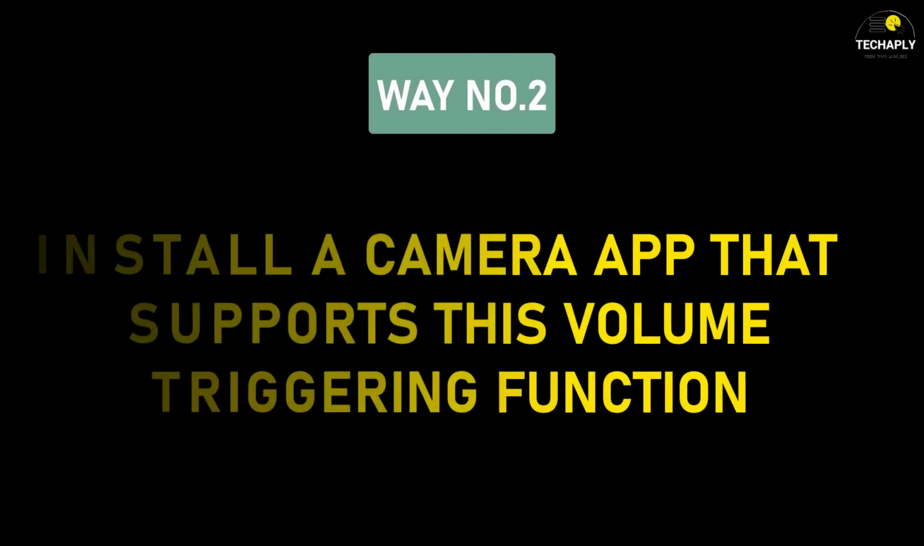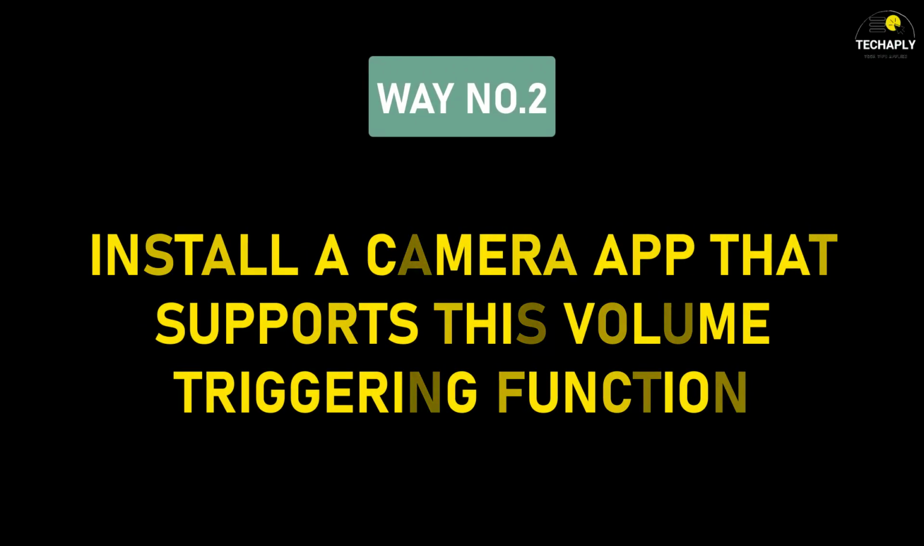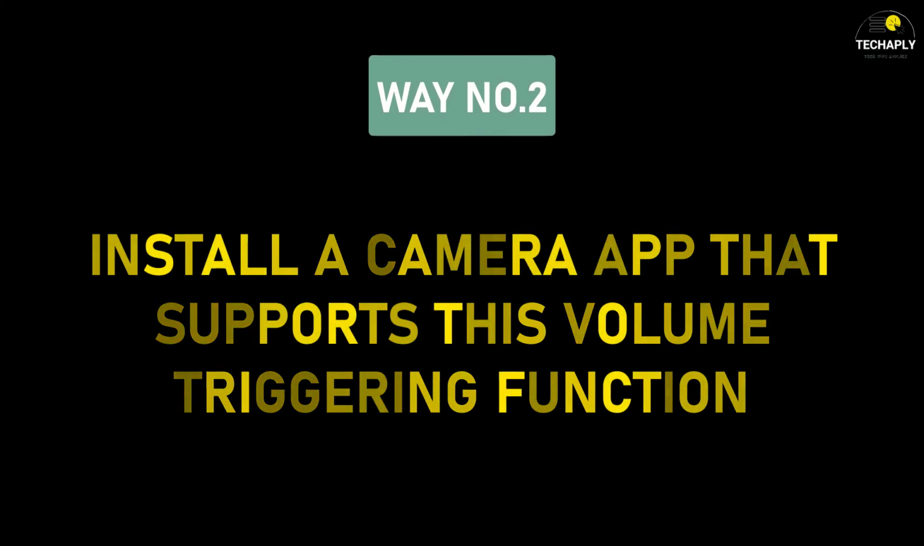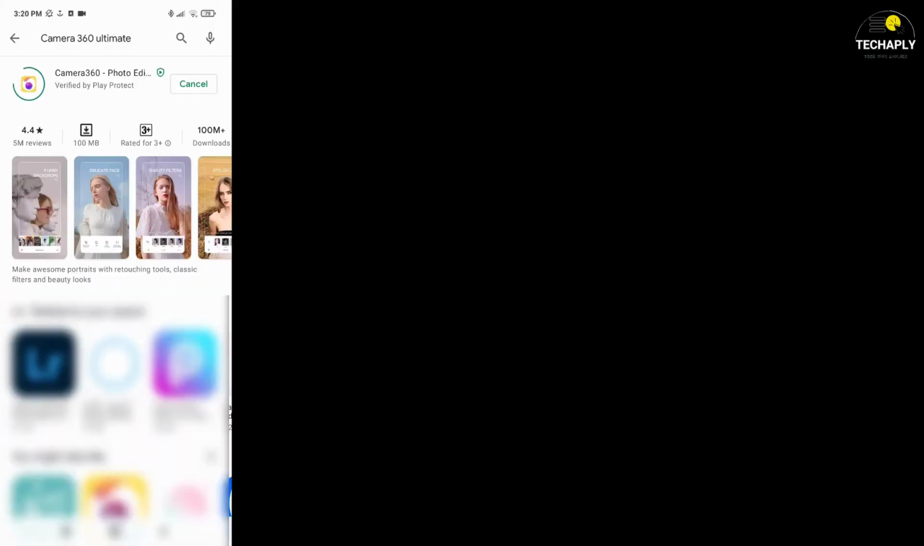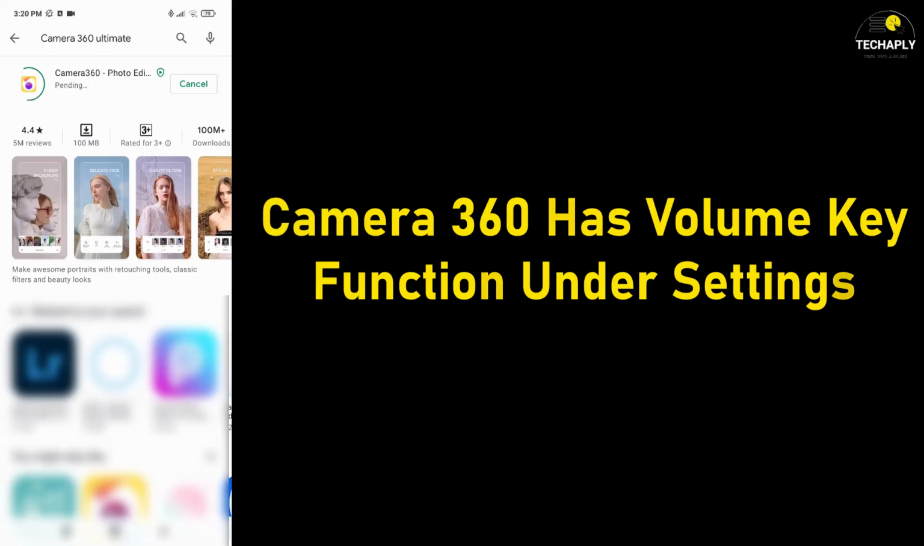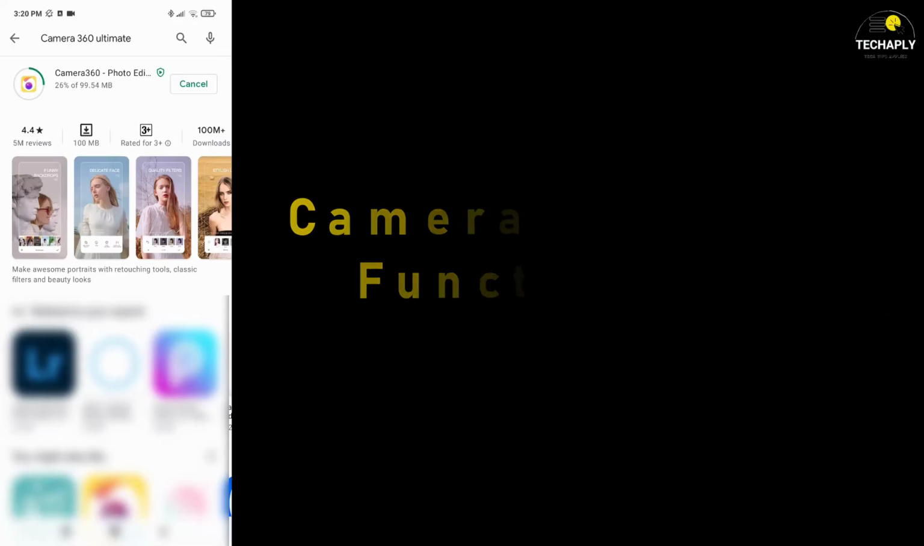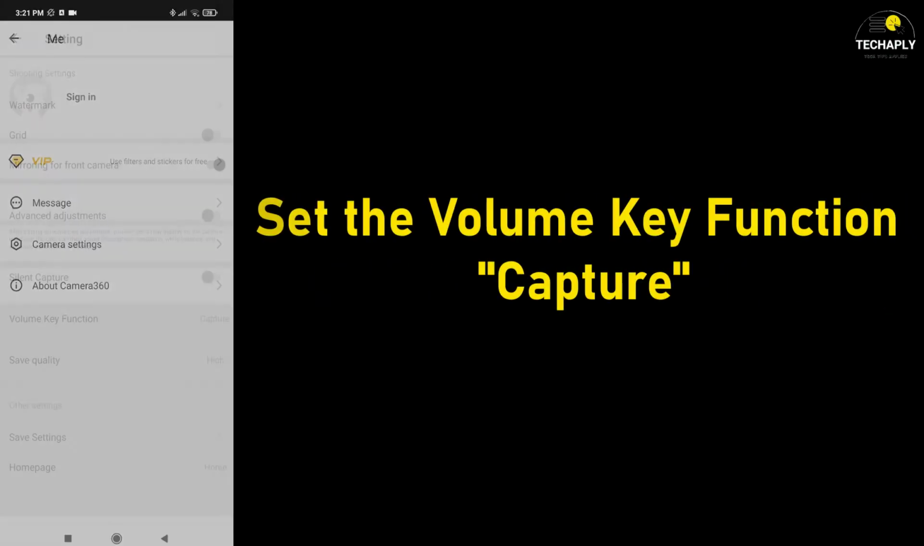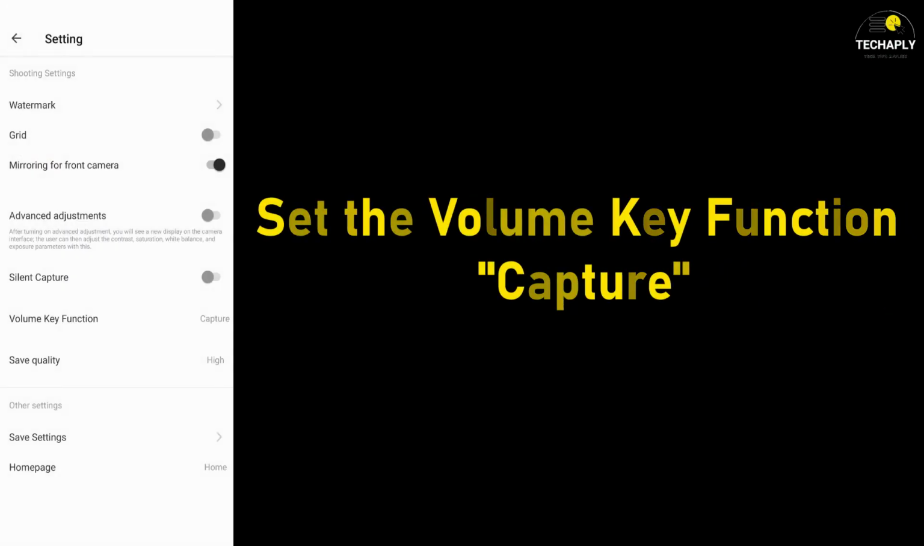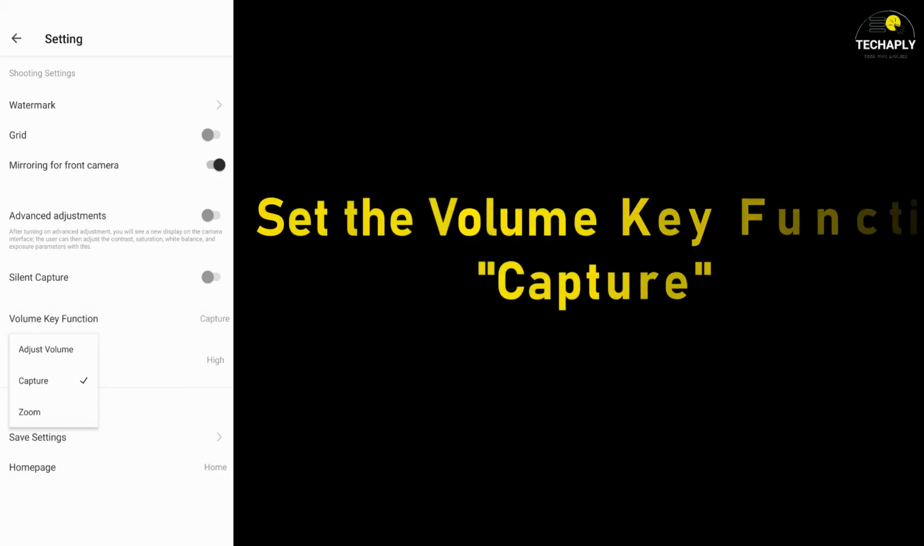Way number two, install a camera app that supports this volume triggering function. Well, there are quite many camera apps out there that do support this feature. One of them is Camera 360. You can get this app right from Play Store. And once you do, please make sure you set it as the default camera app on your phone. Now repeat the same steps as way number one to get the volume key function set up correctly.